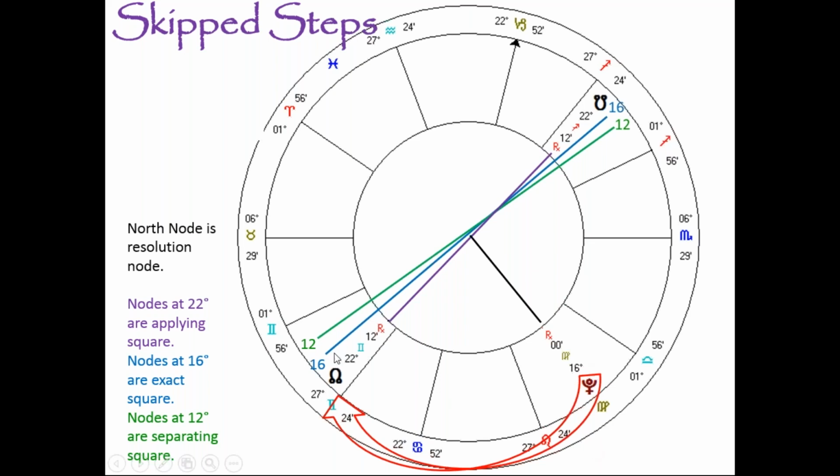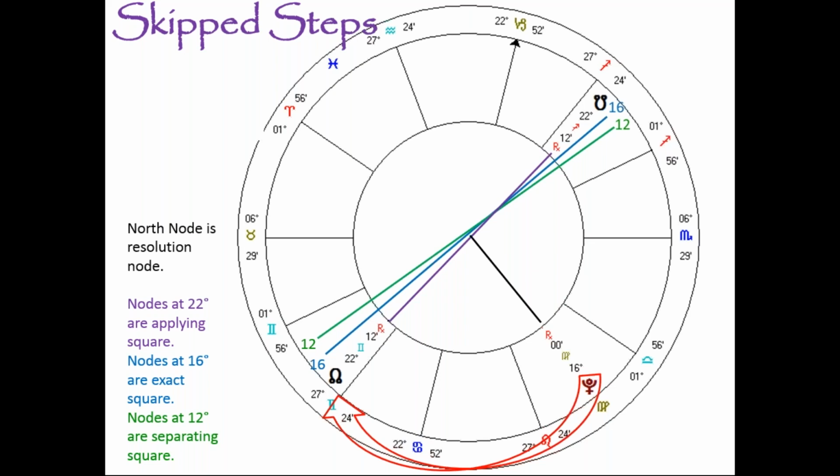When you have planets exactly square the nodes, or the nodes exactly square the planet, there is a strong intensity to address the issue and change. If the nodes are separating squares to the planet, then it means they could have had a prior life that they've already been working on that issue. And it's a little easier to resolve the skip steps.